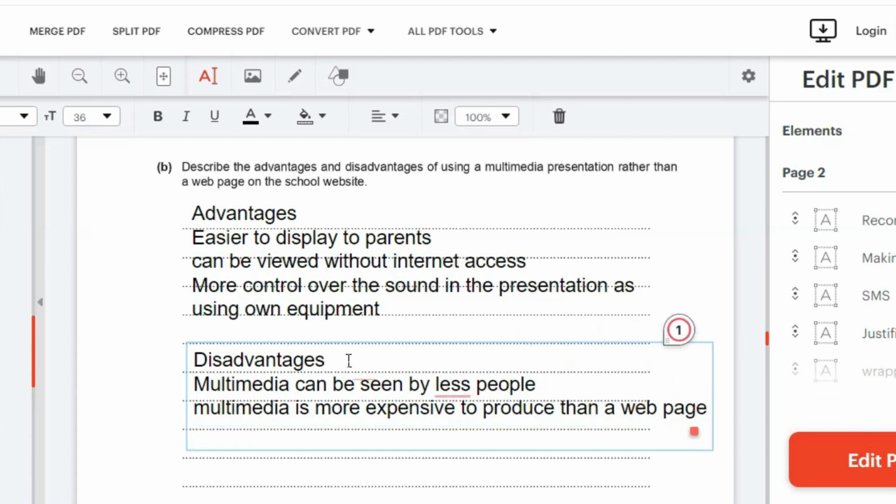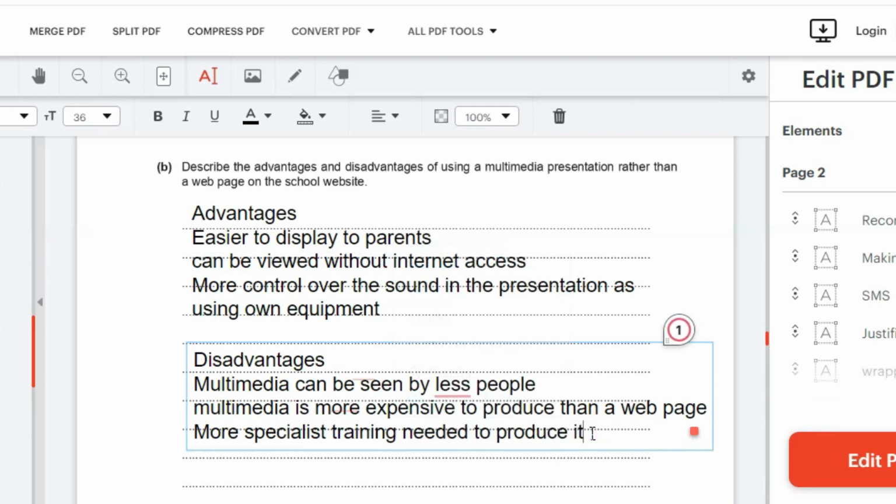All right. What other disadvantage do we have? More specialist training needed to produce it. More specialist training needed to produce it. All right.